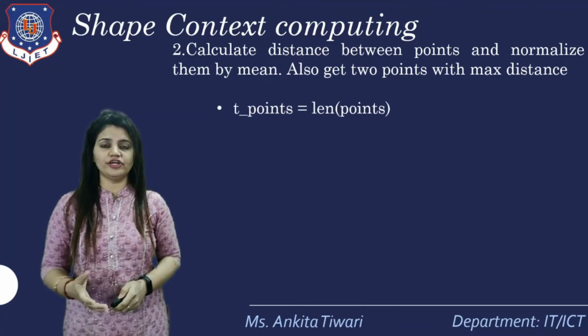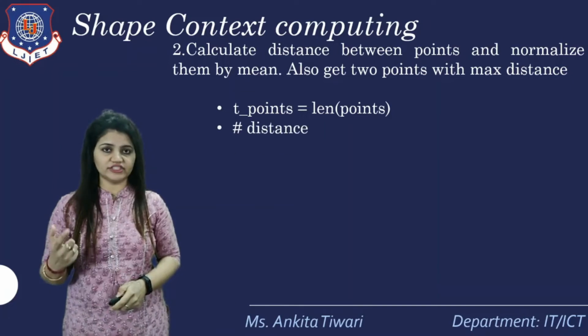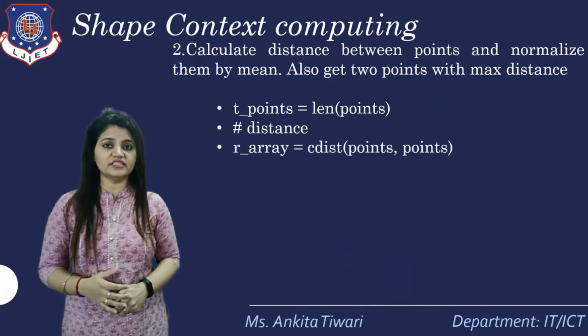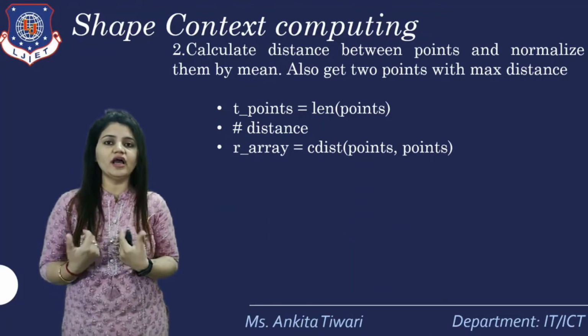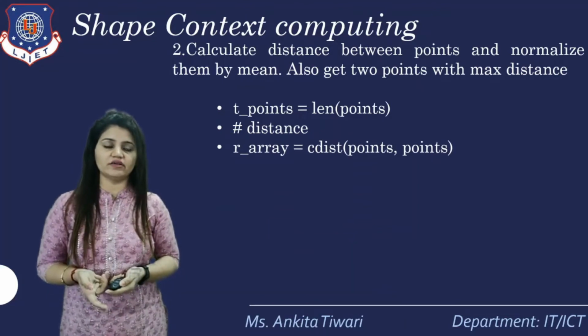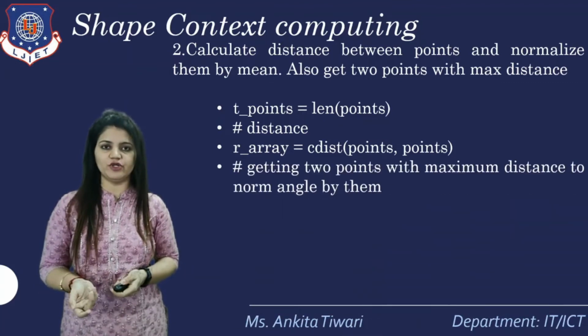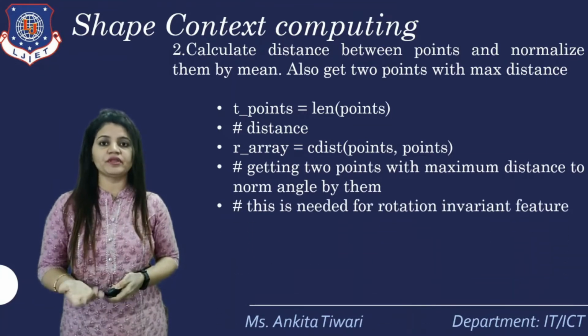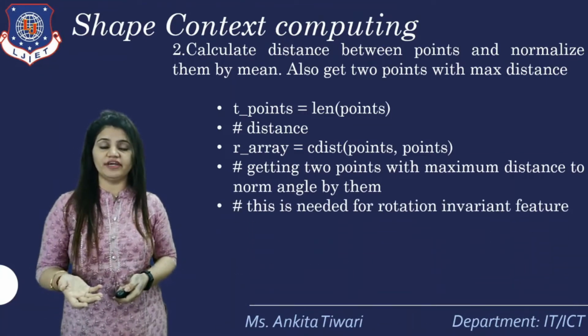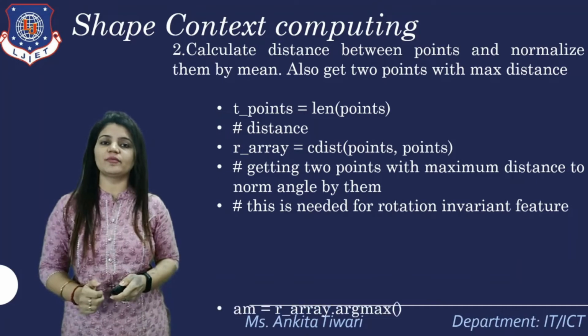Whenever we are calculating t points, we first take the length of the points. Then, the distance that we have to calculate: how will we take it? We will take each and every point in an array form. So R array is equal to C distance of points, with the points' x and y values. Getting the two points with the maximum distance gives the norm angle. This is needed for the rotation invariant feature that we are building for the Euclidean transformation.